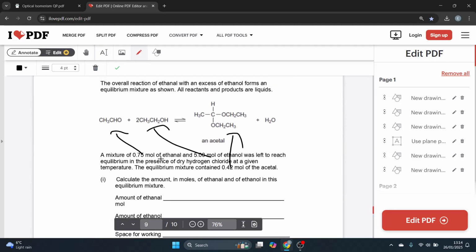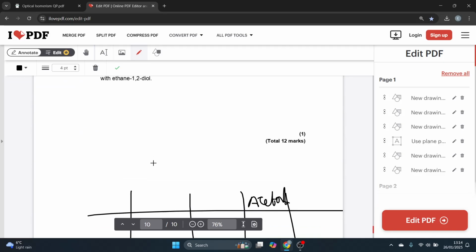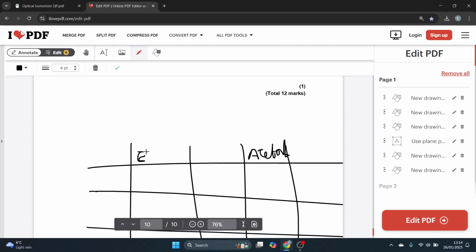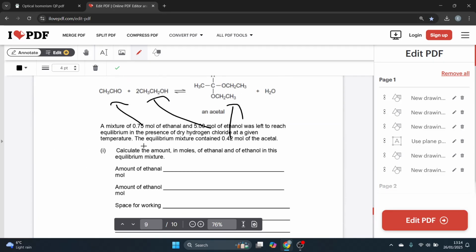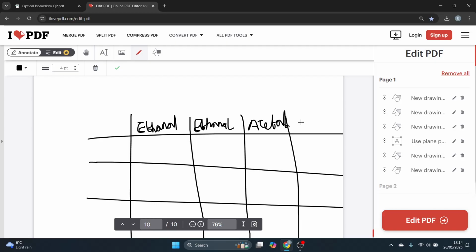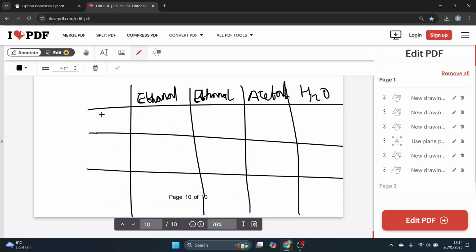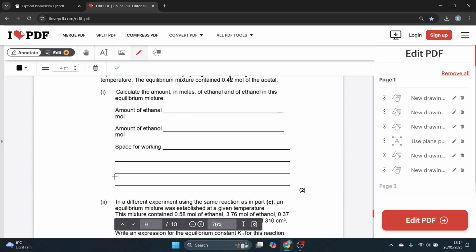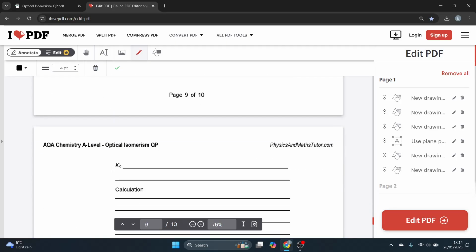I've got ethanol, ethanol, acetal, and H2O, which I'll just write as H2O in this case. Now I'm going to use the ICE method. The ICE method, you write ICE. I stands for initial moles. So with ethanol, initially had 0.75.